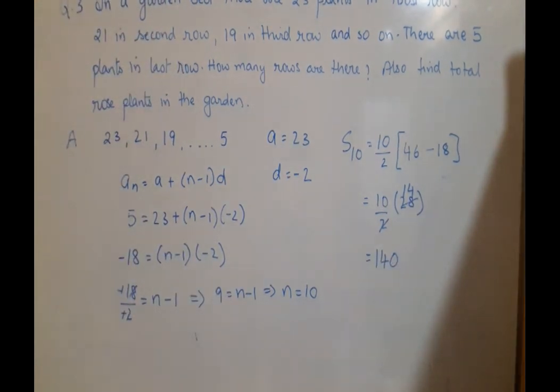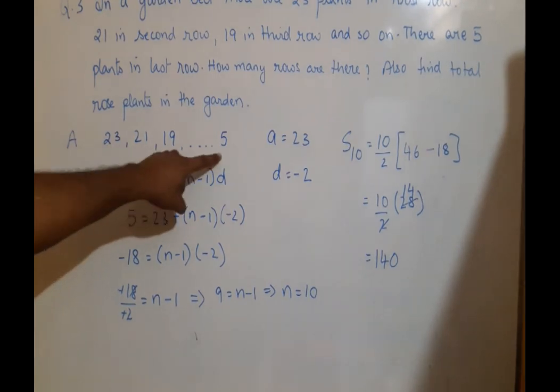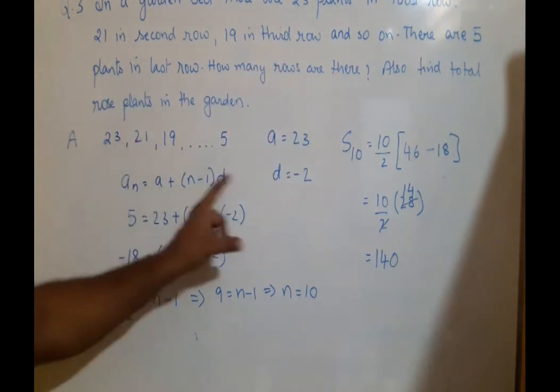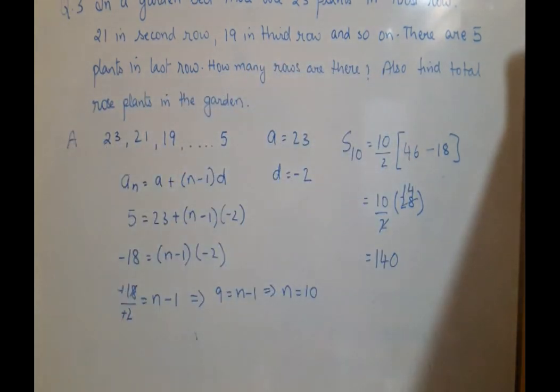So we have found both the answers. We have found that there are actually 10 rows. How did we find out? We were given the rose plants in the first row, second row, third row, and the last row. The last row had 5 rose plants. So calculating, we found that the number of rows is 10. And then we had to find the total rose plants in the garden. Since there are 10 rows, the total of these 10 terms, so S10, when we solve, we get the answer 140. So there are 10 rows in the garden and the total rose plants in the garden is 140.